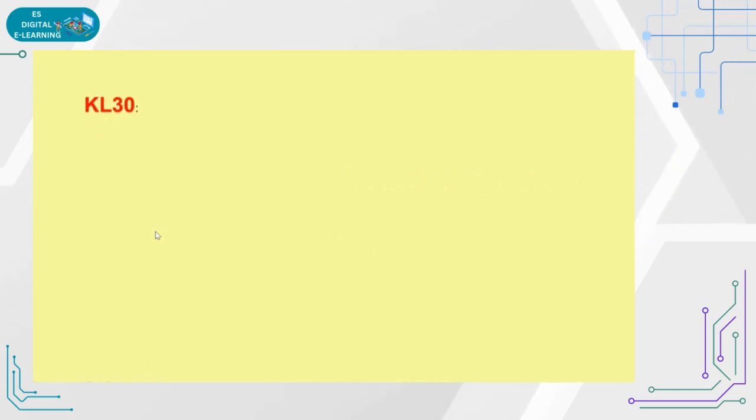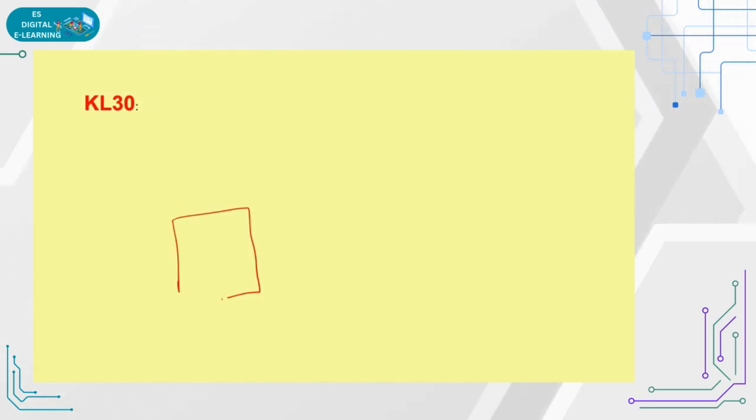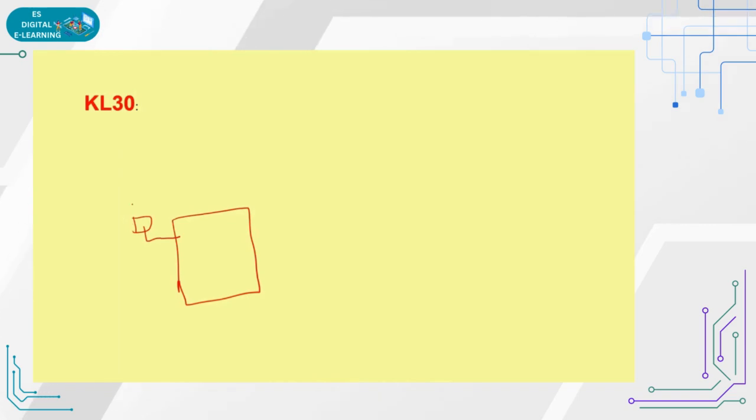Next is KL30. This is a very important point, you can write down KL30. What is KL30? In the controller, in real time, KL30 is where we supply the main power supply to the ECU. And in between, we also have the ignition.